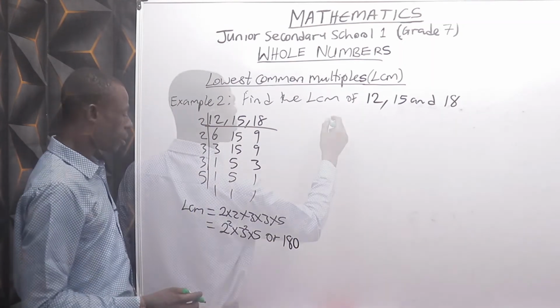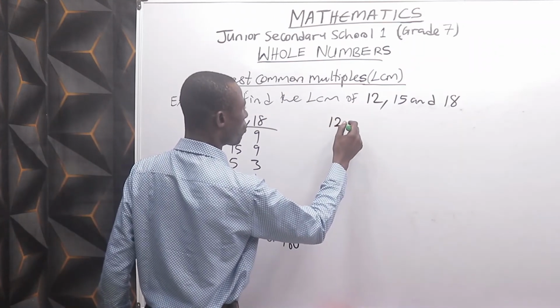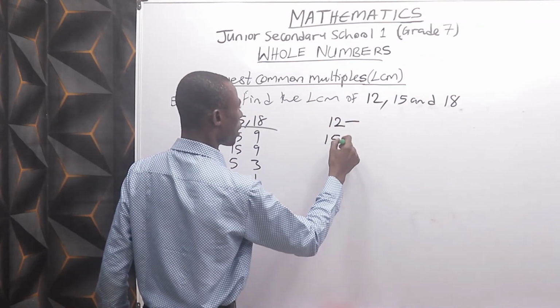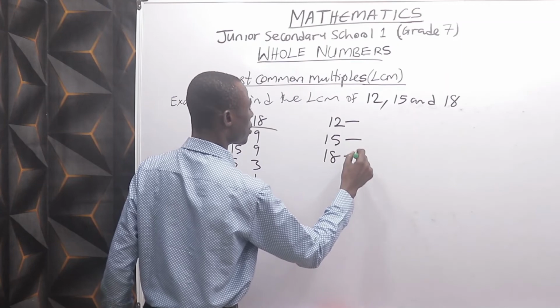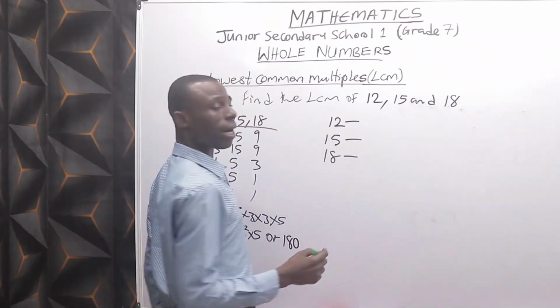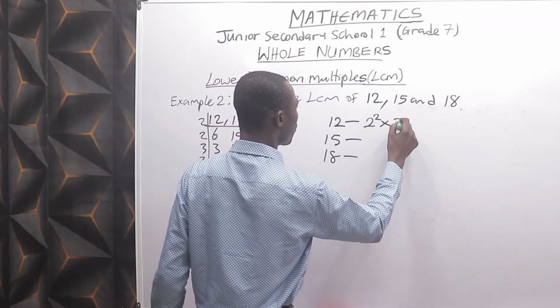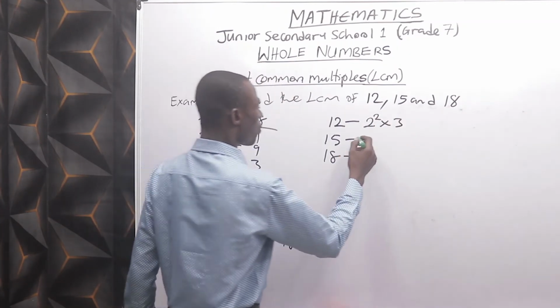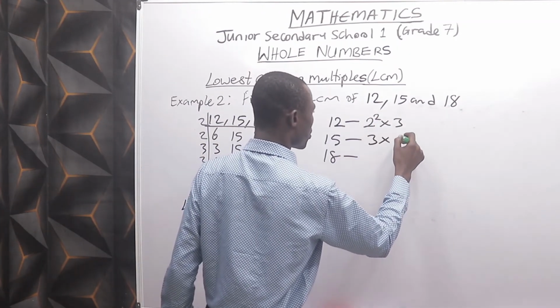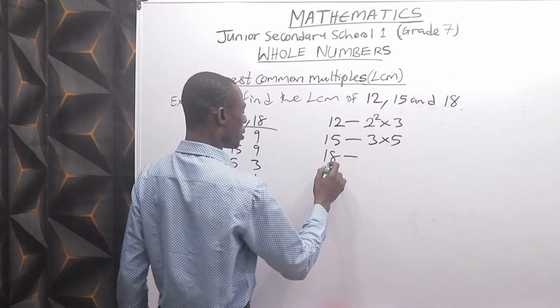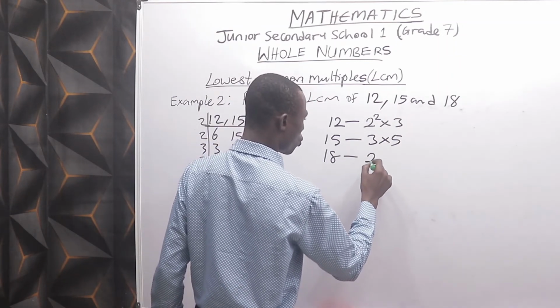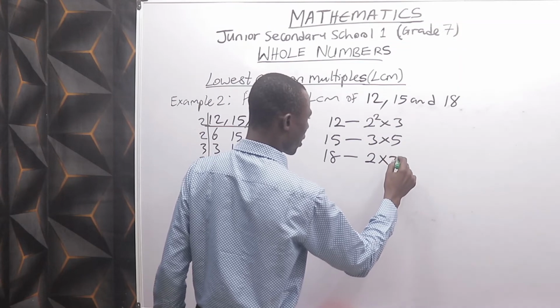That is it. In the second method, you have 12, 15, 18. Express 12 as a product of its prime factors, so you have 2 raised to power 2 times 3. 15 is 3 times 5. And 18 is 2 times 3 square.